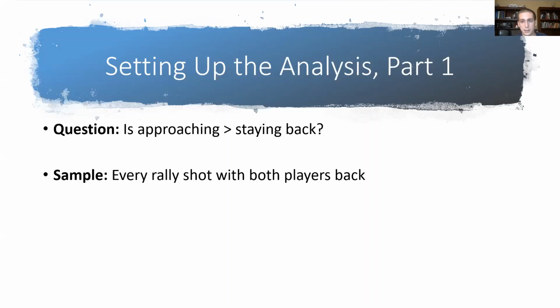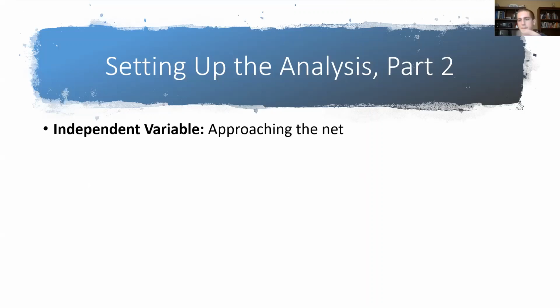Every rally shot, in other words, no serves, no returns, because throwing serves and returns in there would just make it even more confusing. I don't want to make it too confusing here. With both players back, I don't want a situation where one player is already at the net, because if one player is already at the net, then he can't be approaching it because he's already there. So the question is, is approaching better than staying back? The sample: every rally shot with both players currently back at the baseline, having the opportunity to approach if they so choose. The independent variable is like the main variable, the one that we really care about.